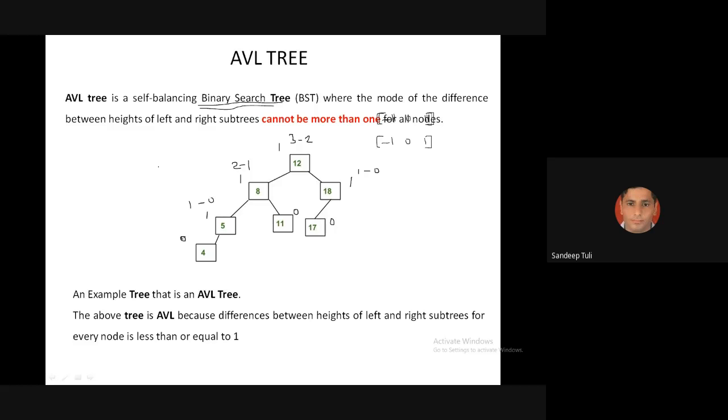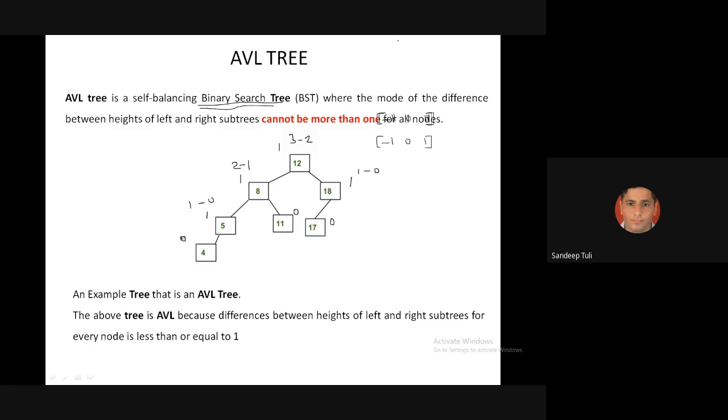Now tell me, is it a balanced tree? Yes, sir. It's a balanced tree because the range is -1, 0 and 1. It is an AVL tree which follows the properties of a BST as well as the balance factor of each node is in the range -1, 0, and +1.